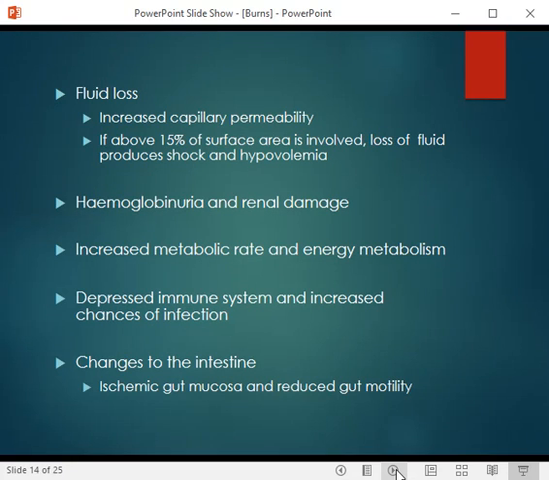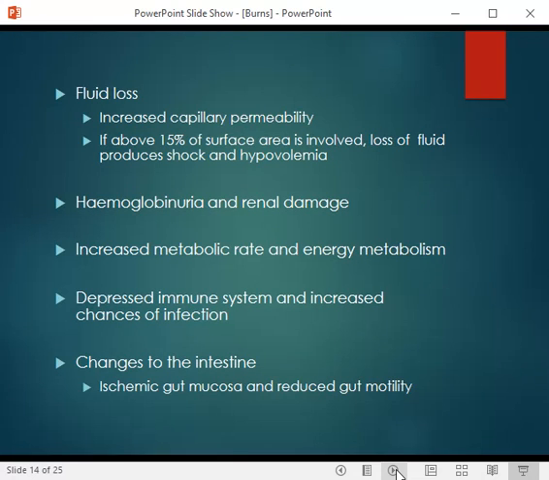Overall, the immune system is damaged because the skin is your first protective layer against any invading microorganism. In burns, the skin is lost, so you're exposed to external pathogens as well. And there are changes to the intestine.